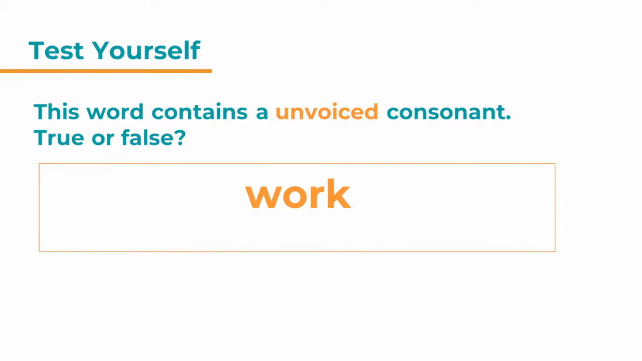Test number 2. This word contains an unvoiced consonant. True or false? Work. True, because k, the final consonant, is unvoiced. W, the first consonant, is voiced, but k is unvoiced.